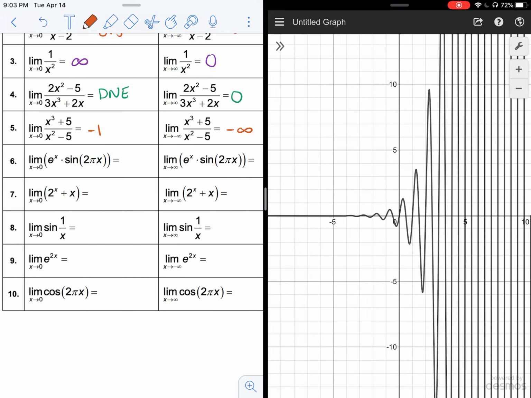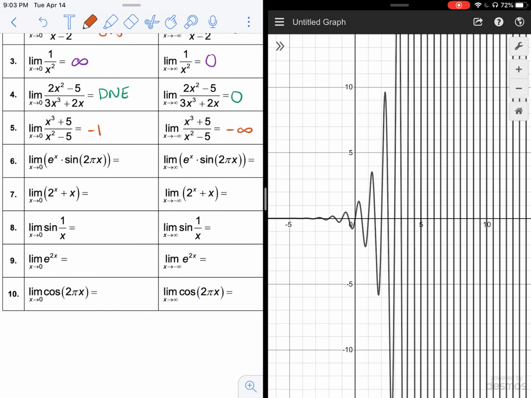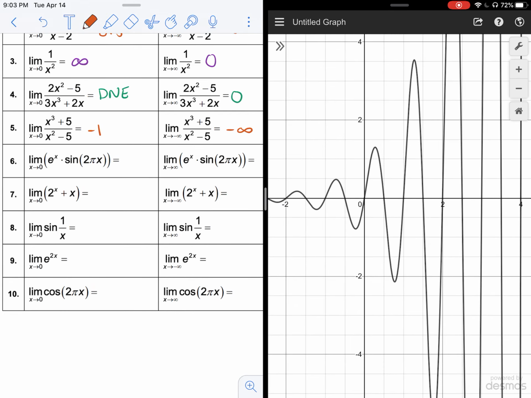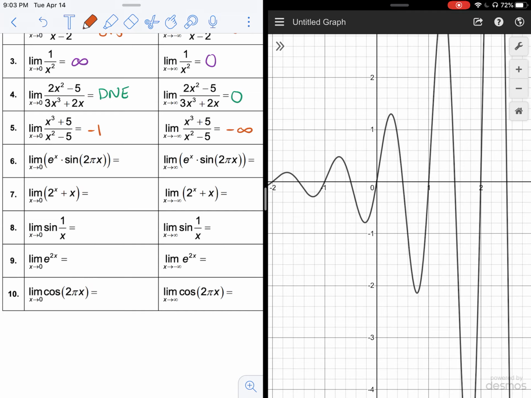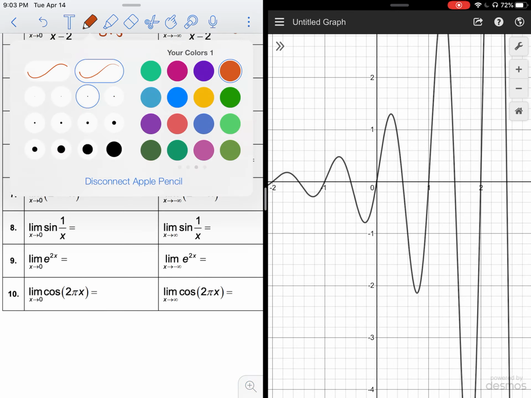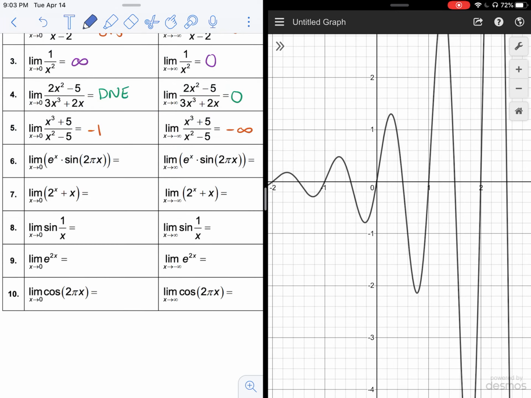Oh, this is a cool graph. Man, I love cool graphs. All right. So here's what we got. This is an oscillating graph. As we look at 0, we can zoom in nice and close and we can see this trend here. So as we zoom in at 0, this is going straight through 0, so the limit would be 0.